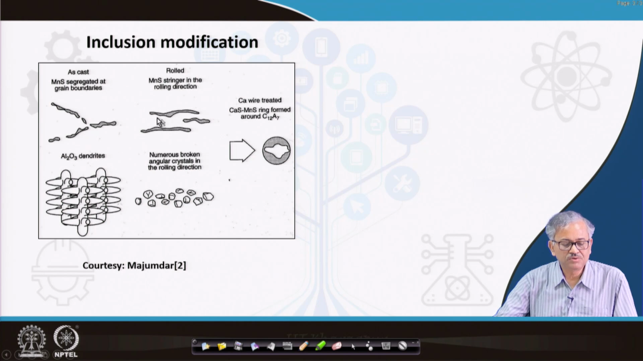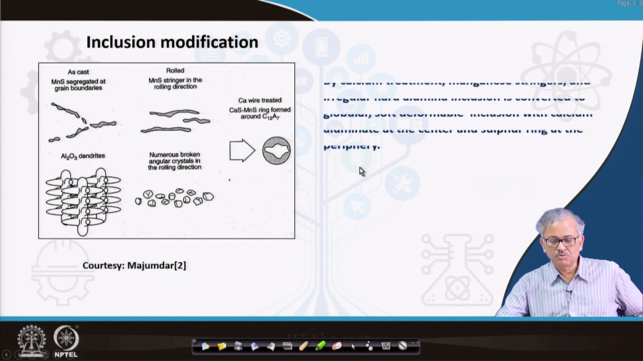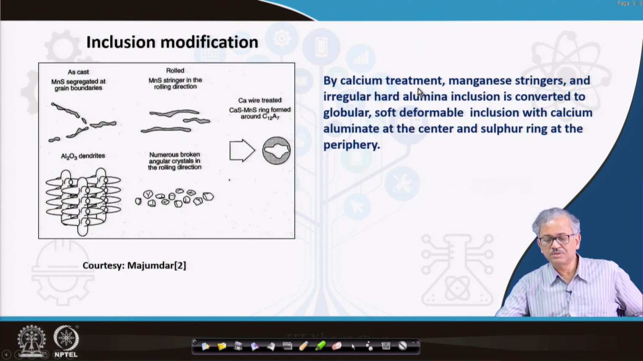We are just changing, you can see how the shape has been changed into a modified inclusion. Okay. That is why it is called inclusion modification. That is, by calcium treatment, manganese stringers and irregular hard alumina inclusions are converted to globular, soft, deformable inclusions with calcium aluminate at the center and sulfide at the periphery, right.